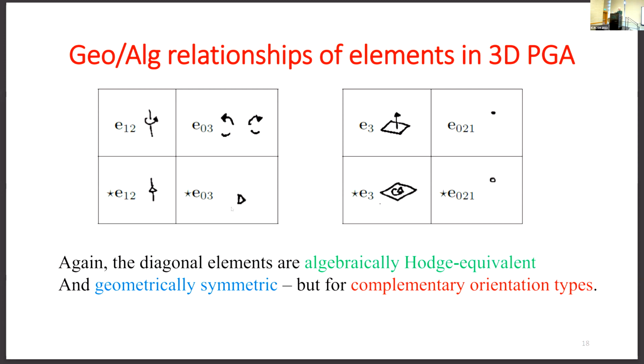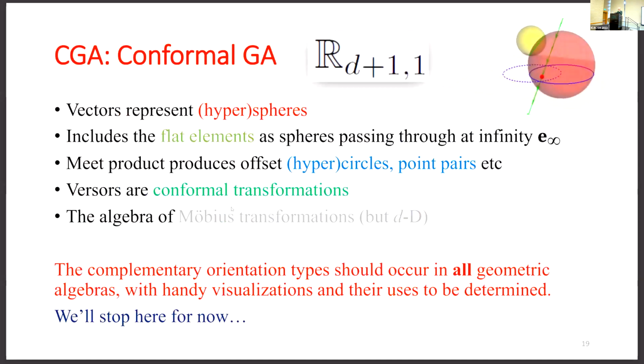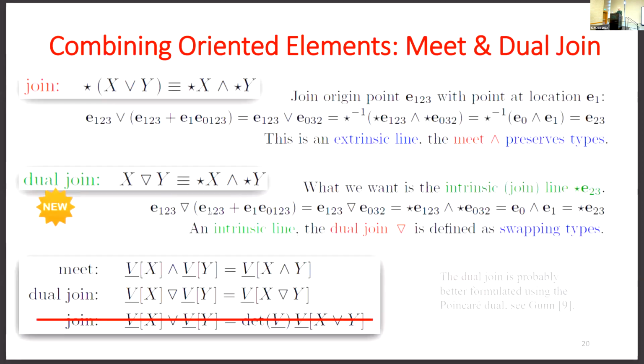You can work with them. They do seem to supply some things that we want, and you can do the similar kind of thing in the 3D conformal geometric algebra. But again, you sort of have twice as many elements as you have room for. Can we combine these elements?